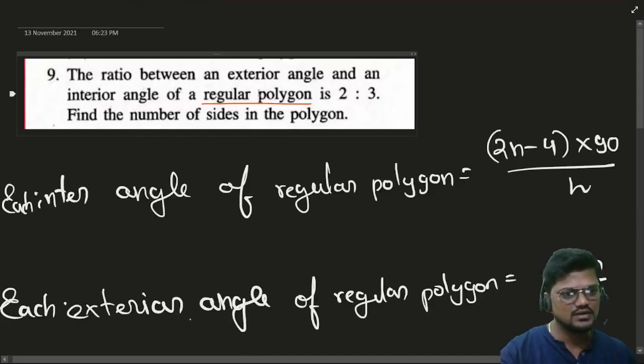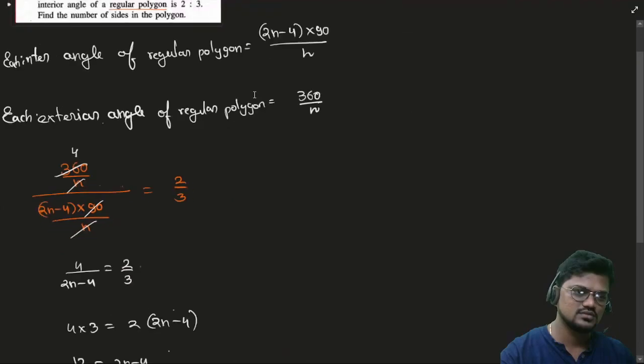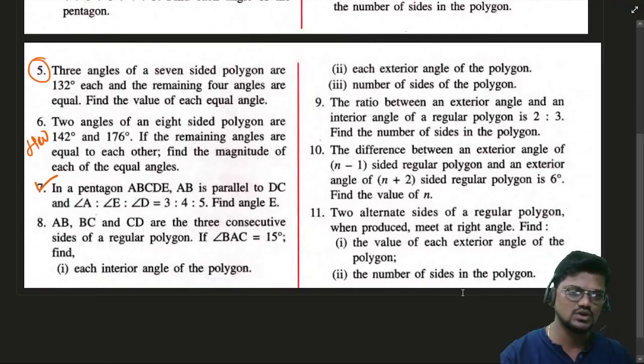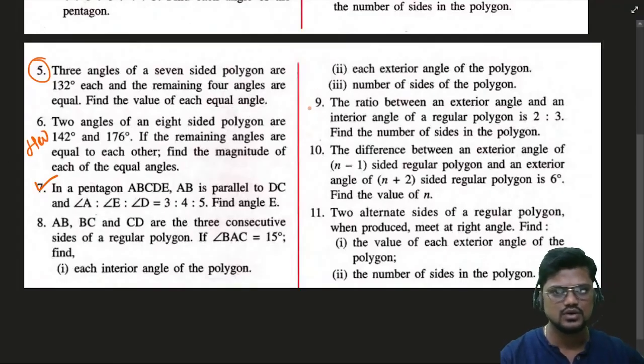Fine. Clear, everyone? How many of you have understood everything? The next ones, you can try all these sums at your home. This sum I have also done. These two sums you can try at your home. If you have any difficulty, you can ask.